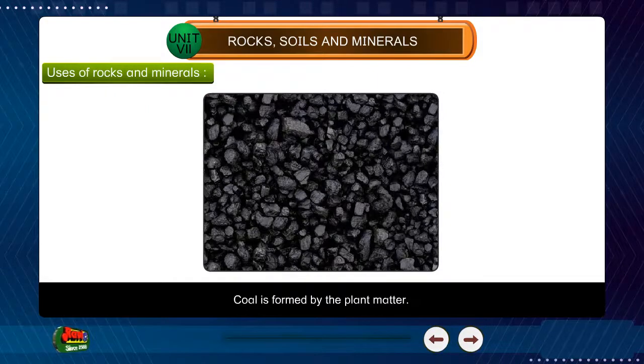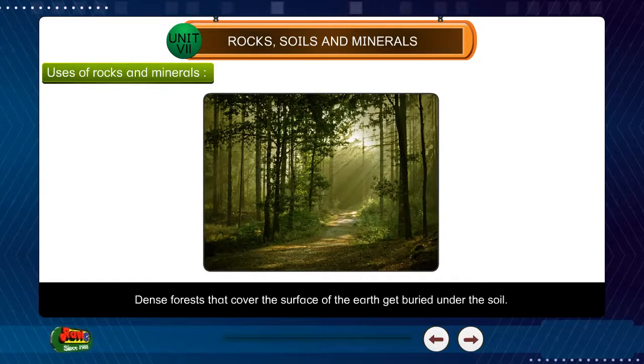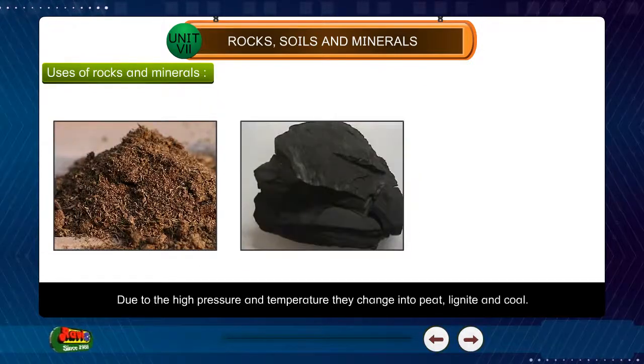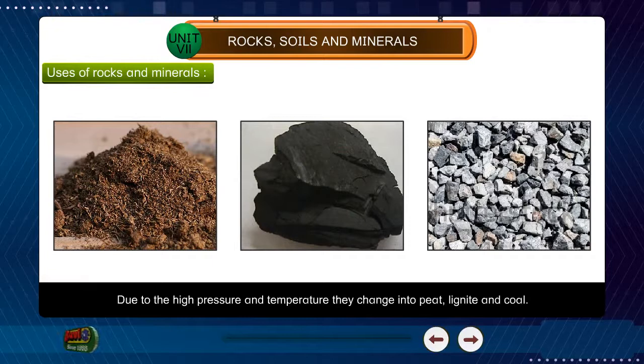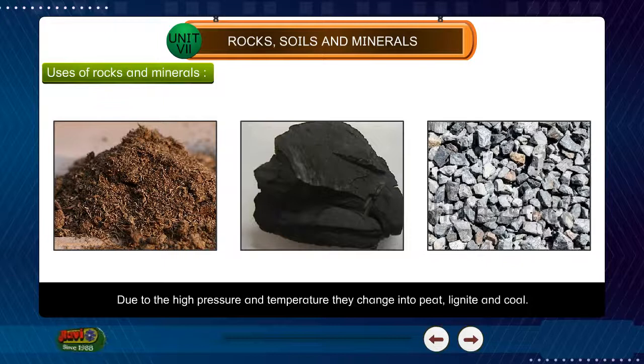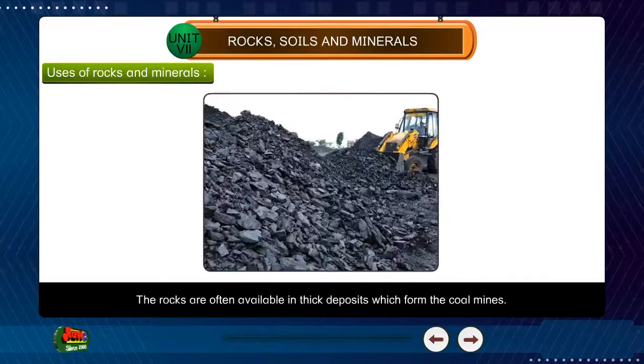Coal is formed by plant matter. Dense forests that cover the surface of the earth get buried under the soil. Due to the high pressure and temperature, they change into peat, lignite, and coal. The dead vegetable matter is preserved between the layers of sedimentary rocks. The rocks are often available in thick deposits which form the coal mines.